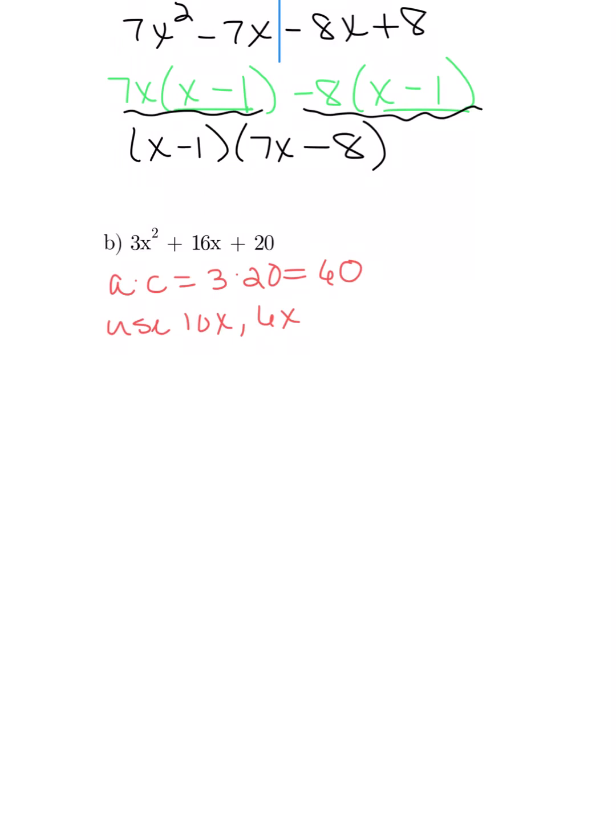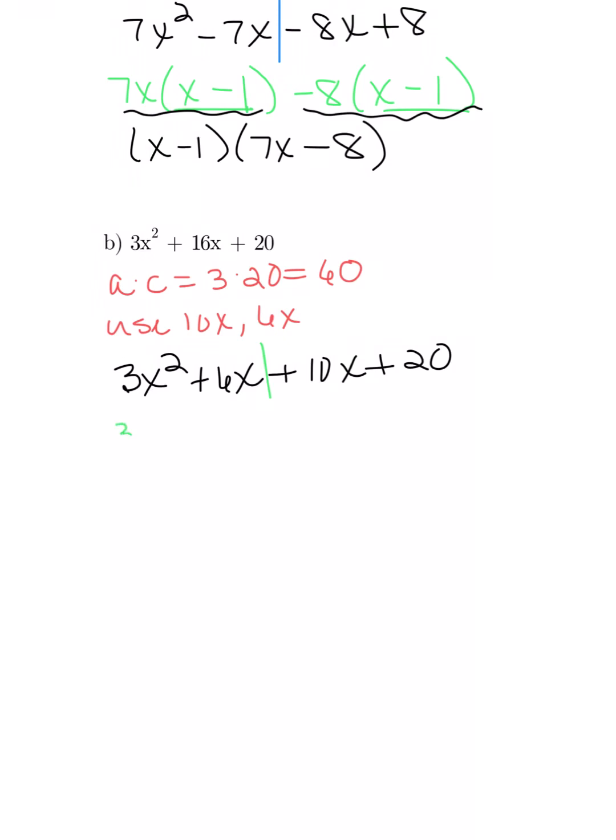Look at your first term. See that it's 3x squared. Of the terms 10x and 6x, 6x has something in common with 3x squared. So when I rewrite my problem, I'm going to put the 6x next to the 3x. And then I'm going to put the 10x next to the 20. And that works out well also because 10 and 20 have a common factor. We are going to split this in half and look for common factors in each half.